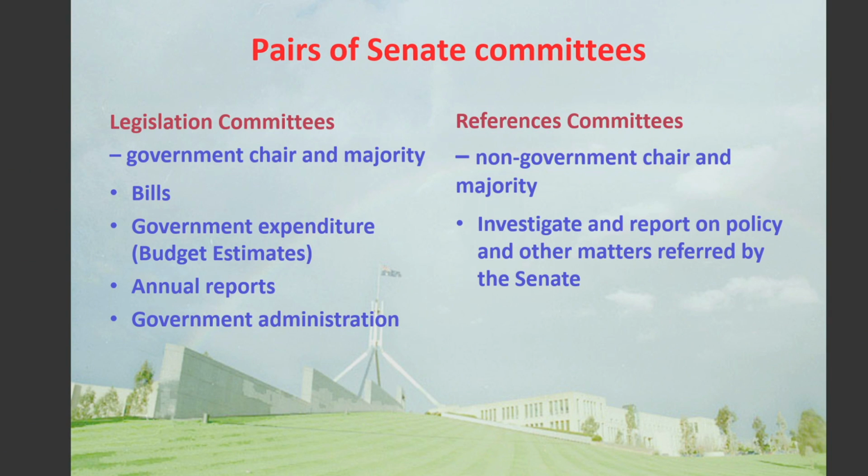So in terms of the Legislation and References Committees, they cover the portfolio areas, and these committees are often referred to as the pairs of committees, and I'll explain what is meant by that. Operating in one stream with a government chair, the committees will look at the bills that relate to those portfolio areas, and they will also consider the budget estimates. So that's a very specific and powerful role that those legislation committees have.